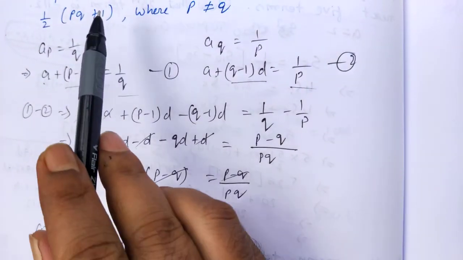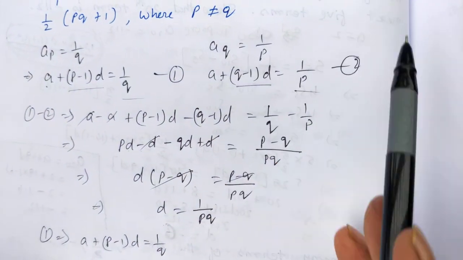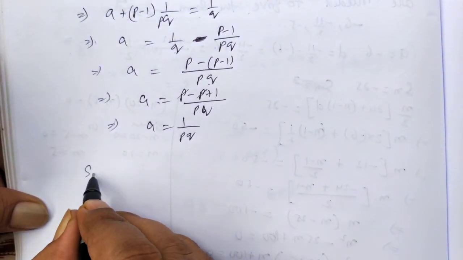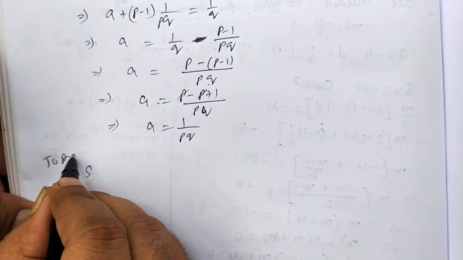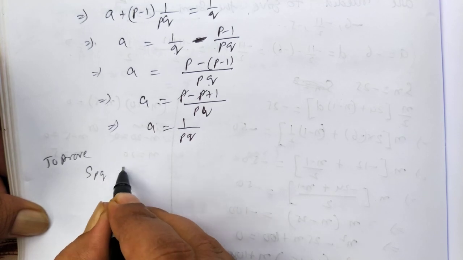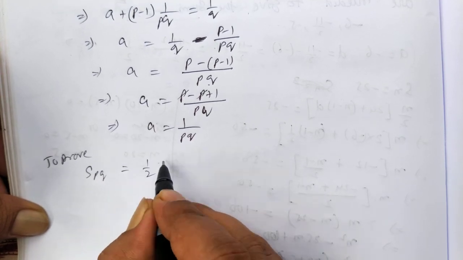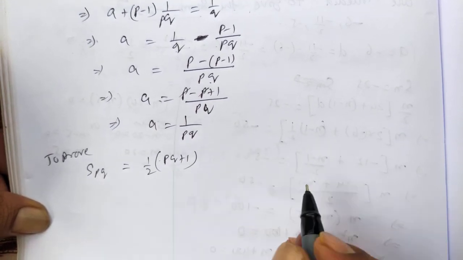You are going to prove what? Prove that the sum of pq terms, Spq, equals 1 by 2 times pq plus 1. So let us prove that.